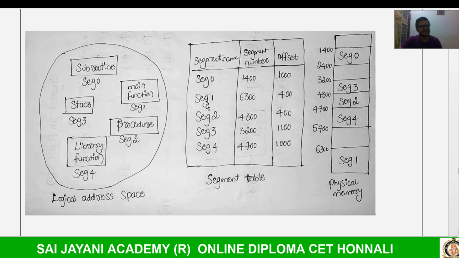Similarly, for segment 1, its segment number is 6300, which is the starting address, and it ends at 6700. So its range is from 6300 to 6700. Similarly for segment 2, its segment number is 4300, which is the initial or starting address, and its length is 400. So it ranges from 4300 to 4700.